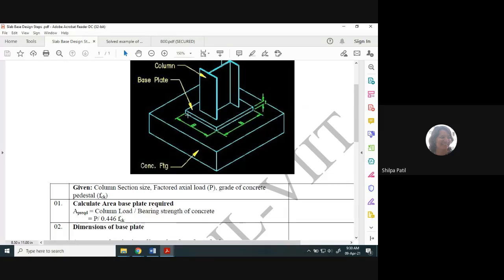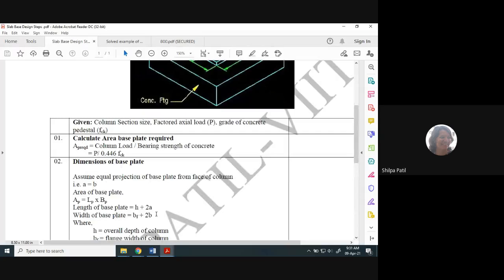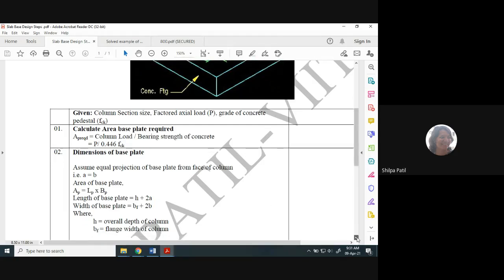Similarly, the width of the base plate will be the width of the flange of the column, that is BF, plus the projection on both sides. So this is BF plus B on this side, B on this side. So it will be BF plus 2B. Either you consider B or A, because we have considered both equal. I have written initially as A and B. If somebody wants to assume these projections different, not equal, then we have to consider A and B separately. But then again your calculation will become a little complicated. So it is better to assume the equal projection.